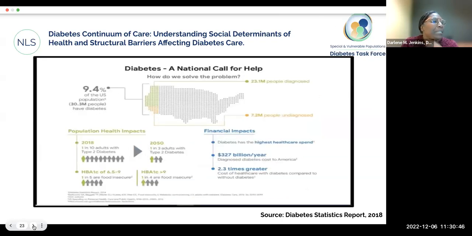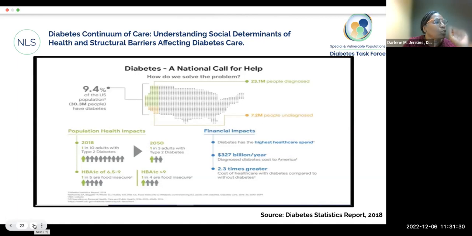Now, when we talk about diabetes, there is a correlation between diabetes as well as being food insecure, as this map shows. This is just an overall map that gives you an idea of not only the incidence as well as the number of people who are diagnosed with diabetes, but also those who are undiagnosed. And then I want to bring your attention to the bottom where it says the population health impacts, where it shows in 2018, individuals who were food insecure, 1 in 5 that had an A1C of 6.5 or higher were food insecure.